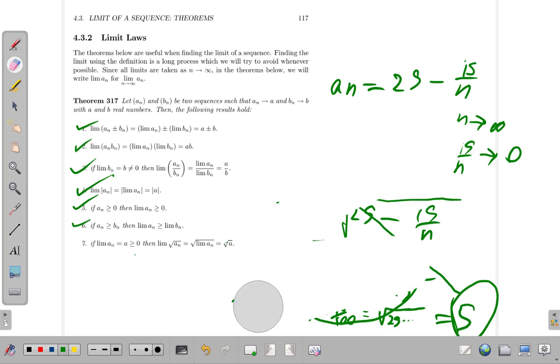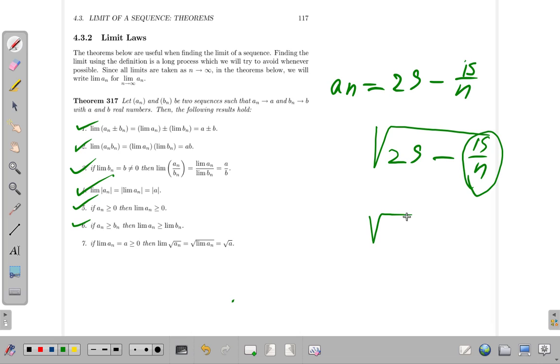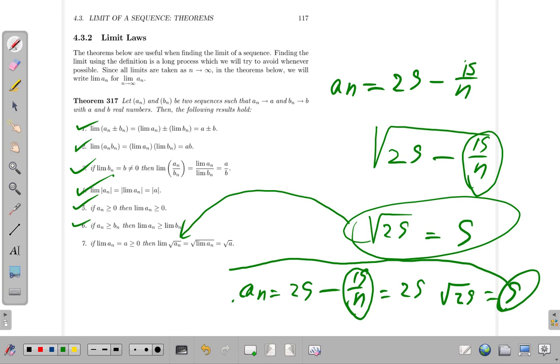So without the many writings, for result number 7, if we find the square root of 25 minus 15 over n, as n tends to infinity, this part tends to 0, so we find the square root of 25, which is 5. Now what about this? If an is equal to 25 minus 15 over n, and we find the limit as n tends to infinity, this part will tend to 0, so it will be 25. If we square root it afterwards, the square root of 25 is 5. And you see it's the same 5 that we have.